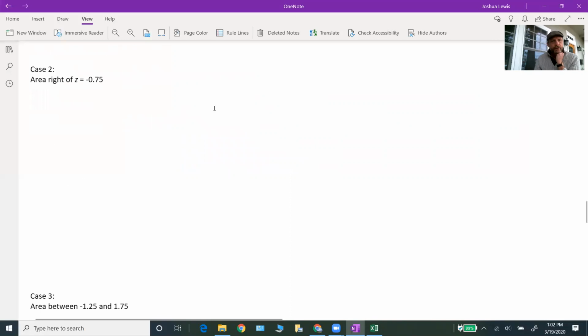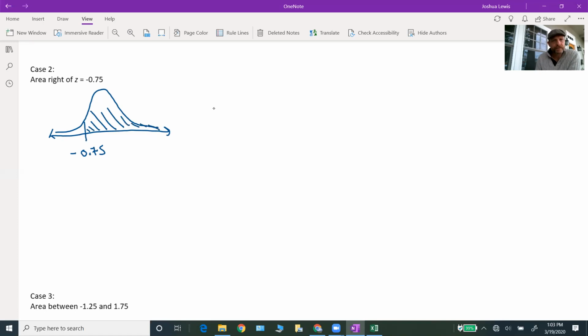All right, area to the right of negative 0.75. Okay, well, this one's a little different, right? Because we have the area to the right. So let's take our normal distribution. Ooh, that one's nicer than the other one. And then negative 0.75 will be over here somewhere. And I want all of this area, okay?